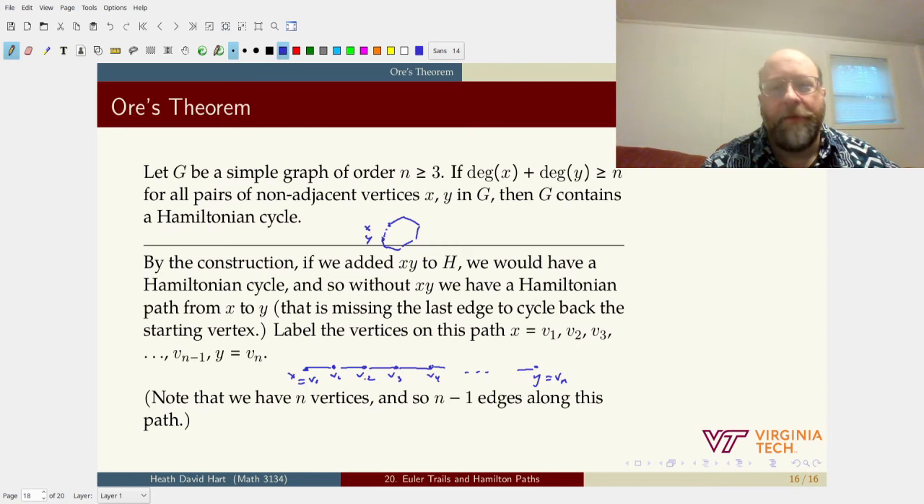We have this path from v1 through vn. Every single vertex is along this path. There are n vertices, and then there are n minus 1 edges.